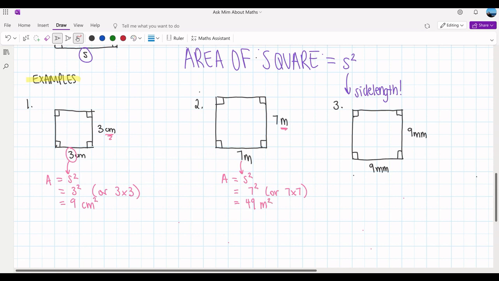Lastly, we've got example 3. Our area formula for a square is A equals S squared. Our side length is 9, which means we'll be using 9 squared, or 9 times 9, which is 81. Our units are millimeters, which means we write millimeters squared.